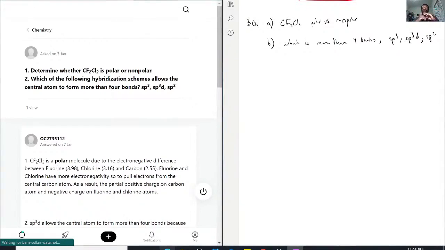Carbon, being on the 14th column, has 4 valence electrons. Fluorine and chlorine, being on the 17th column, each have 7 valence electrons. So that's 7 times 4, 28, plus that 4 from the carbon. We're working with 32 electrons. So, put the carbon in the middle.